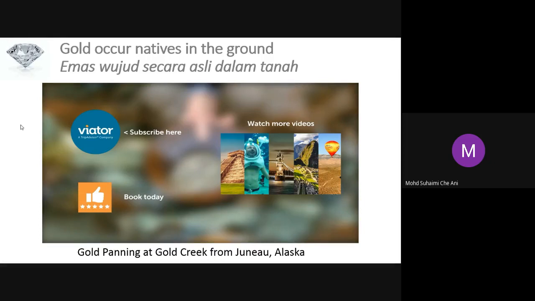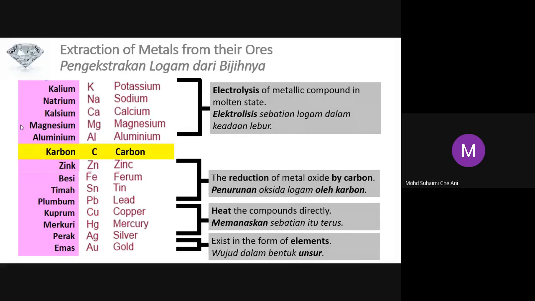This is applied for gold, silver, mercury, and platinum. Okay. So for this class, what I want you to remember is these 4 methods and what are the example for all. What are the example of metal for all the methods? For example, electrolysis can be used to extract what? Reduction of metal oxide by carbon can be used to extract what kind of metal? And then heating up only can be used for copper, the elements for mercury, silver, gold, and platinum.